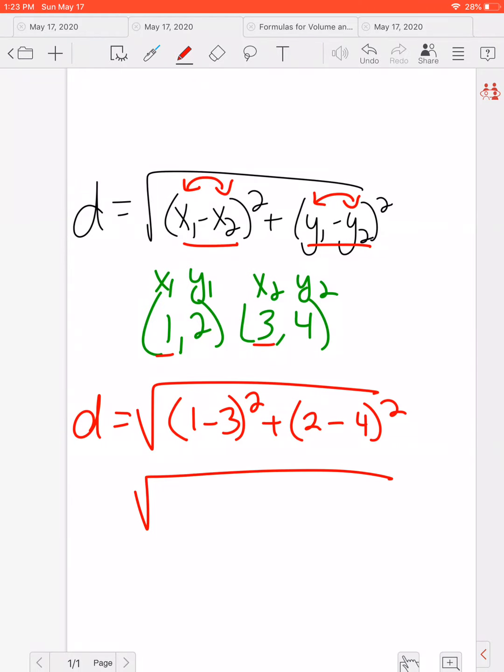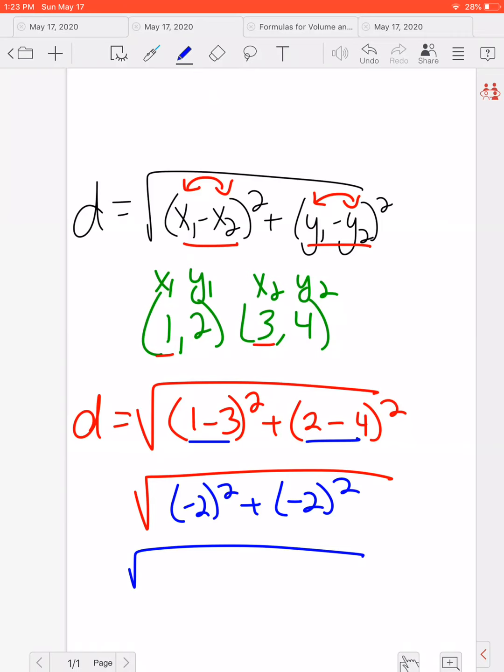So then we're going to do inside the parentheses first. So we're going to do 1 minus 3 is negative 2 squared plus 2 minus 4 is negative 2 squared. Now negative 2 squared is 4, and another negative 2 squared is 4. So we get 4 plus 4 is 8. So we get the square root of 8. I would probably just leave it as that, but if you really want to, you can say that it's approximately 2.83. Okay? So that's how far those 2 points are away from each other.